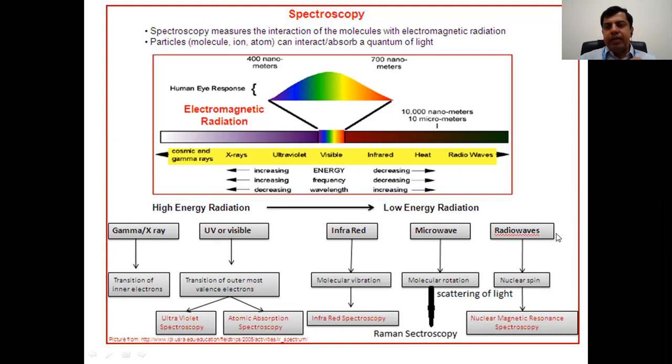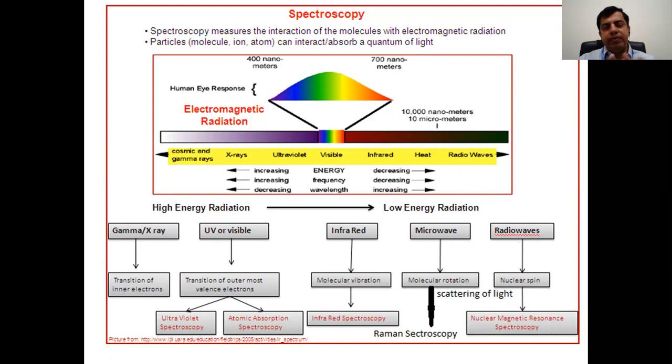And lastly, it is the radio waves. Radio waves are responsible for nuclear spin, and the spectroscopy technique for nuclear spin is called nuclear magnetic resonance spectroscopy. So this is all about the origin of spectroscopic techniques with the interaction of radiation with matter.